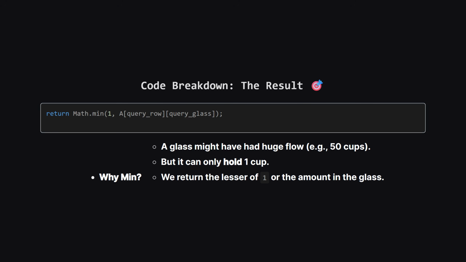Finally, we need to return the answer. But there's a catch. Our grid A has been tracking the total flow, so the glass at our target position might logically have 10 cups of liquid that flowed into it during the simulation. However, a physical glass can only hold 1 cup, so we return the minimum of 1 and whatever value is in our target glass. If it has less than 1, we return that amount. If it has more, we just return 1.